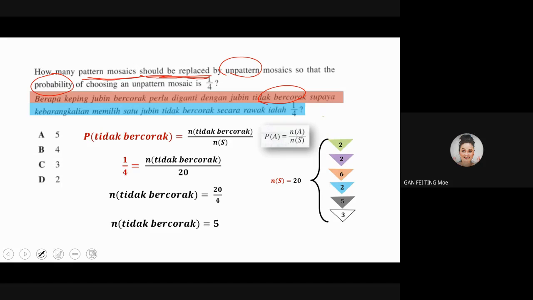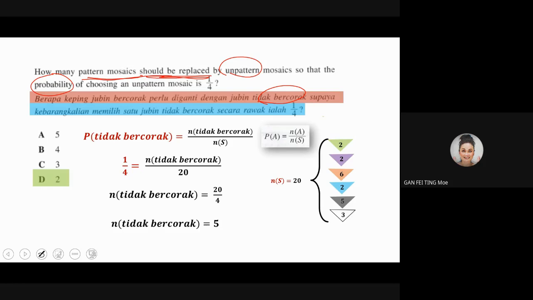Because they want the probability of 1/4, right? Earlier you have 3 pieces. Yes, very good. You already got 3. So the question is asking you how many pattern mosaics should be replaced. So you should replace 2 in order to get 5, because earlier you got 3 already. So you need to replace with another 2. Okay, so your answer should be 2.